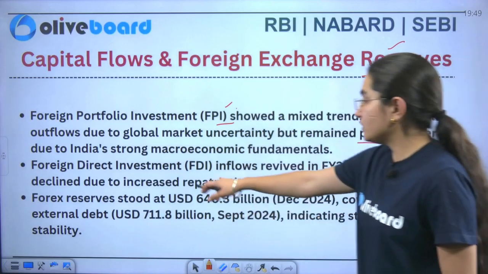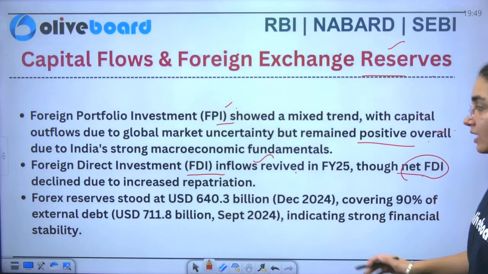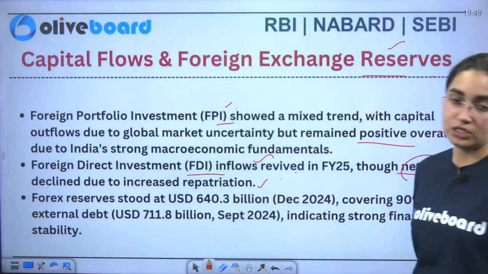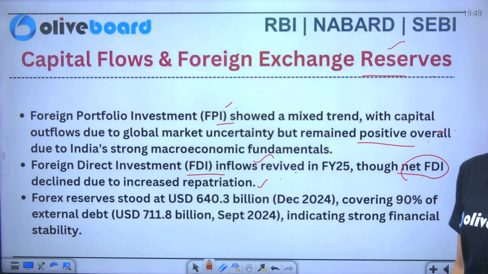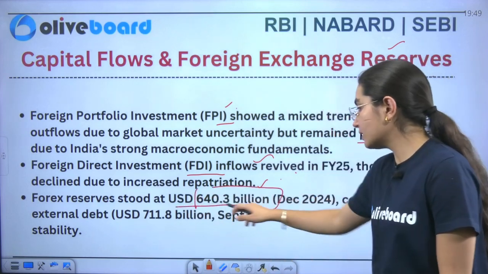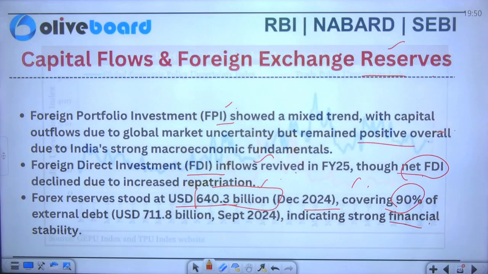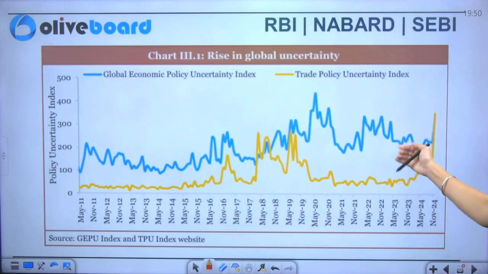Similarly, if we talk about FDI, the inflows have been revived in financial year 25, though net FDI has declined due to an increase in repatriation. Now if I talk about the forex reserves, they stood at US dollars 640.3 billion. Okay, that was as of December 2024, covering 90% of external debt, indicating strong financial stability that is there. Okay, now similarly you can see the data here.